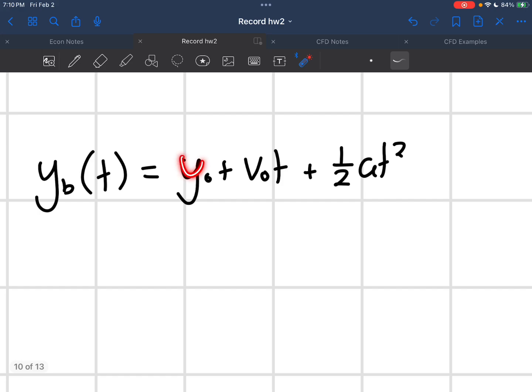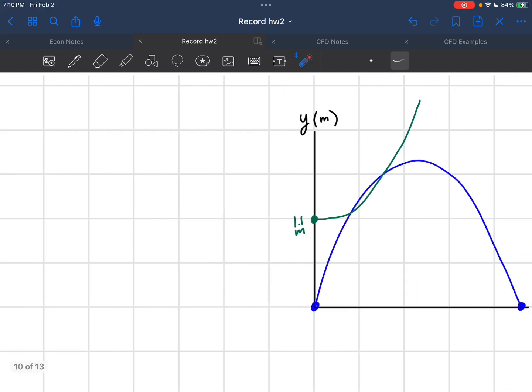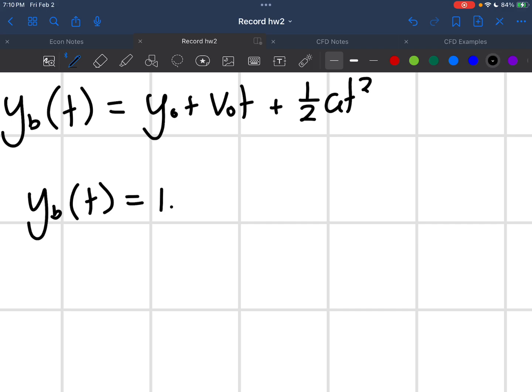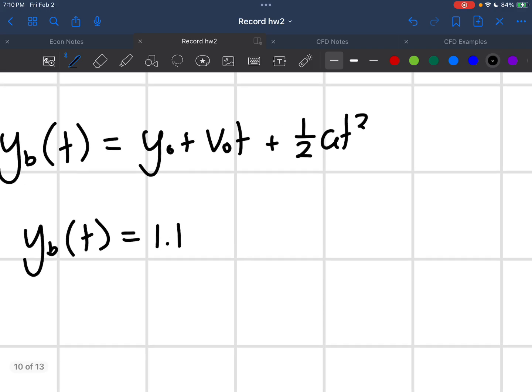And we said that my initial position of the button, because Mary starts at 0, the button's going to start 1.1 meters above her. So I can say equals 1.1. We said the initial velocity of the button was 0, so I can get rid of that term. And the acceleration of the button was 2. So if I plug that in, I'll get plus 1/2 times 2 t squared.